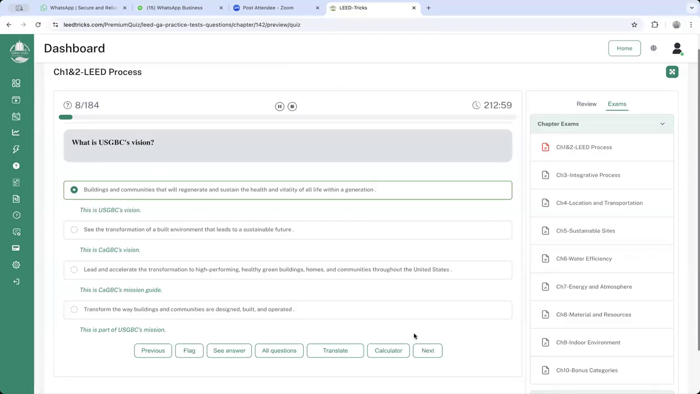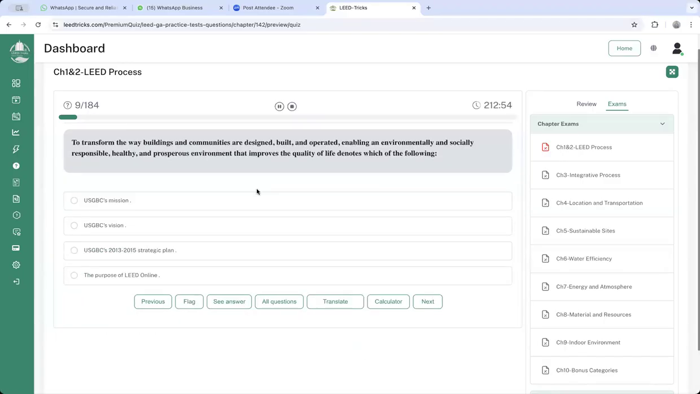So let's continue. Still have 2 questions. We answer 10 questions in this. To transform the way buildings and communities are designed, built, and operated, enabling environmental and social responsible, healthy, and prosperous environment that improves the quality of life, denotes which of the following. Meaning this definition or this statement, if I make it one word, refer to what?